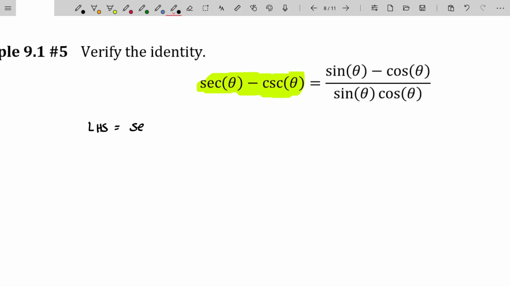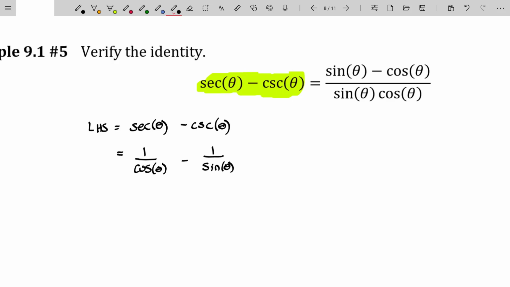I'll just rewrite the left-hand side first. So we have the secant of theta minus the cosecant of theta. Well, we know the secant of theta, by a reciprocal identity, is 1 over the cosine. We also know the cosecant, again by a reciprocal identity, is 1 over the sine. Now I have 2 fractions, and I'd like to glue them together. So that requires a common denominator, in other words, our algebra.